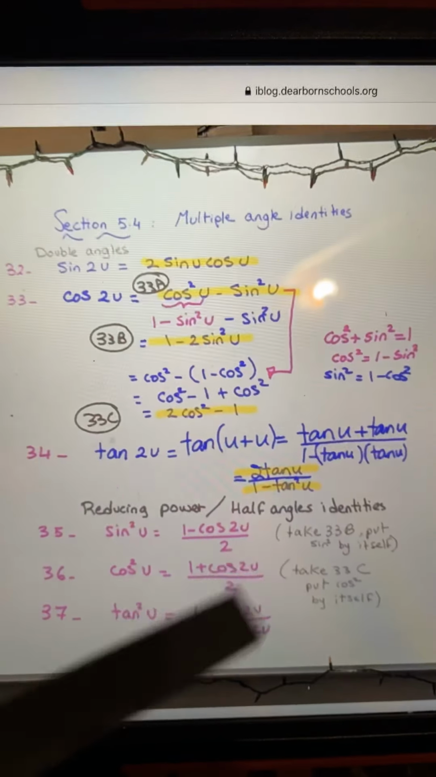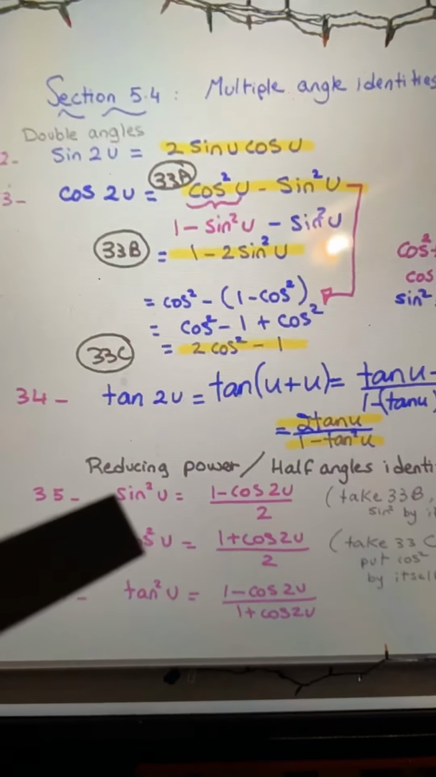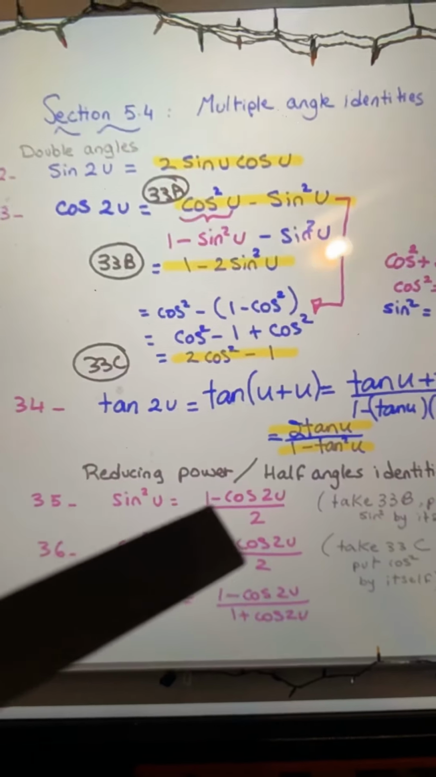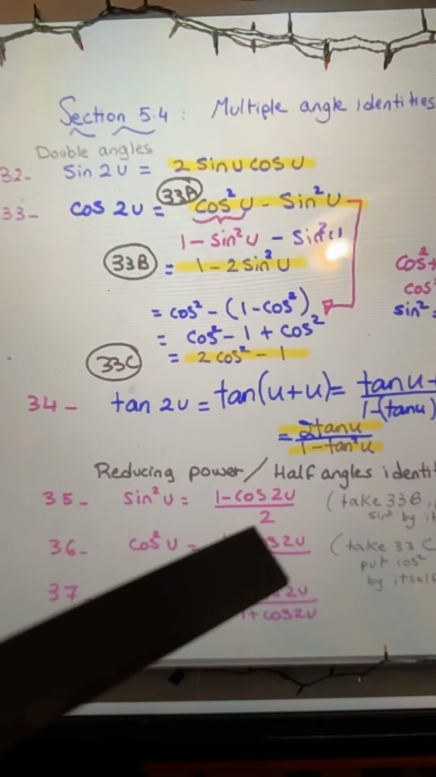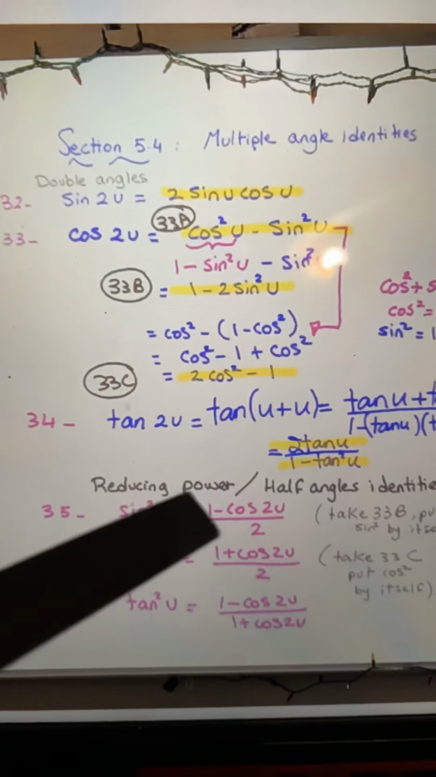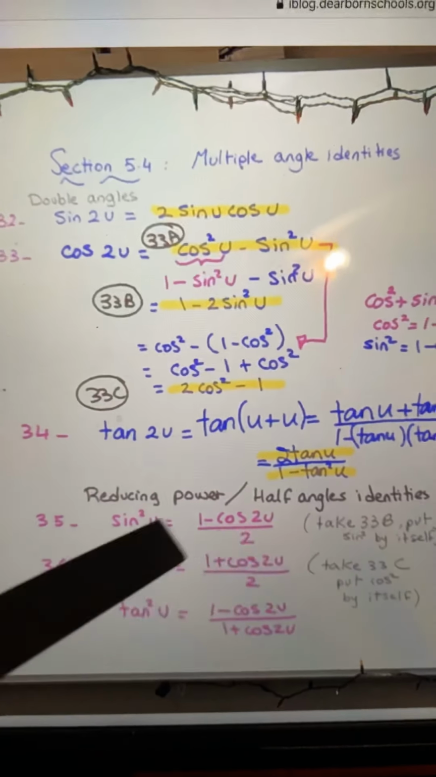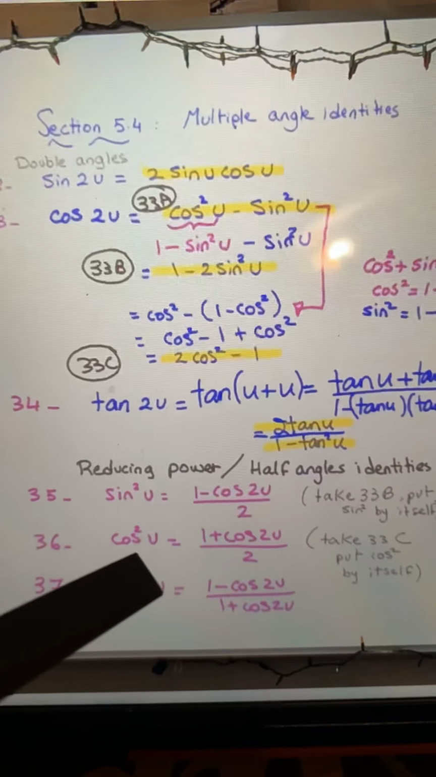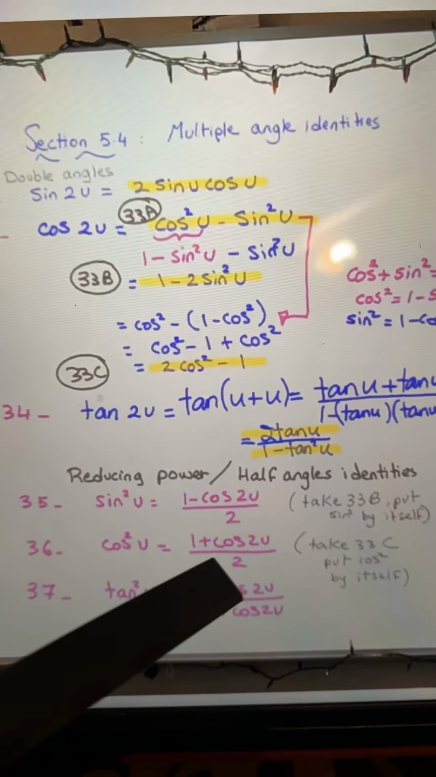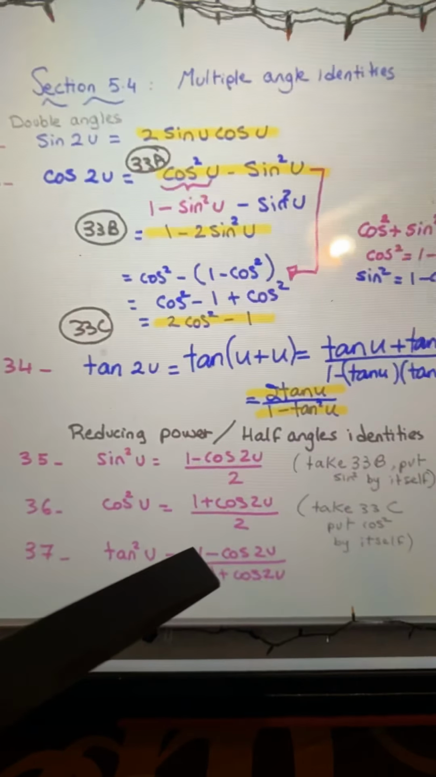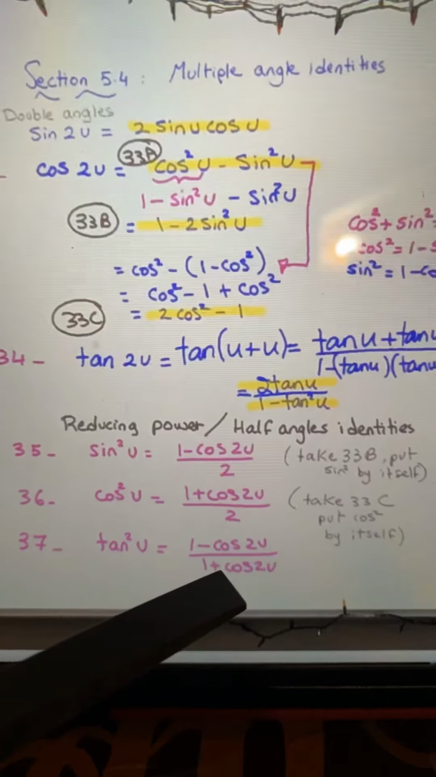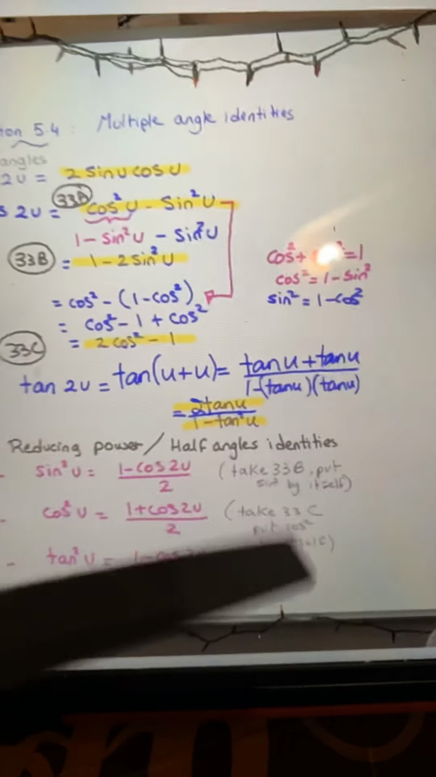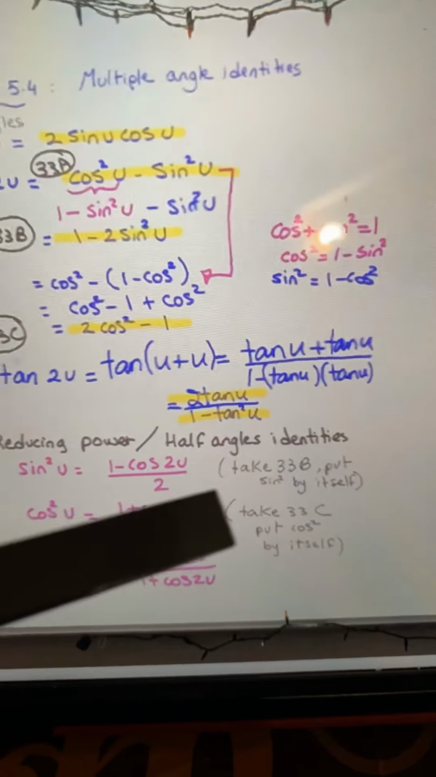Reducing power or half angles: sine squared of u equals 1 minus cosine 2u over 2. And the reason why we say reducing power, half angle, is because u is half of 2u. Okay, again, cosine squared is 1 plus cosine of 2u over 2. Tan squared is 1 minus cosine of 2u over 1 plus cosine of 2u. What I put in parentheses is how you can obtain that.